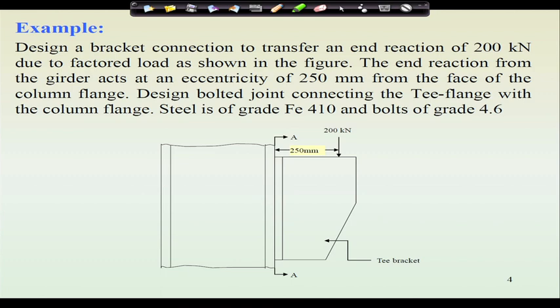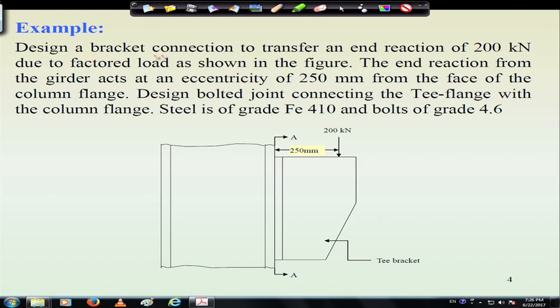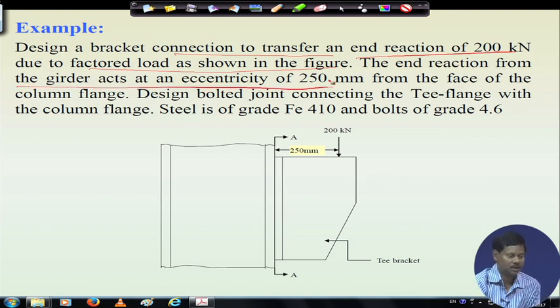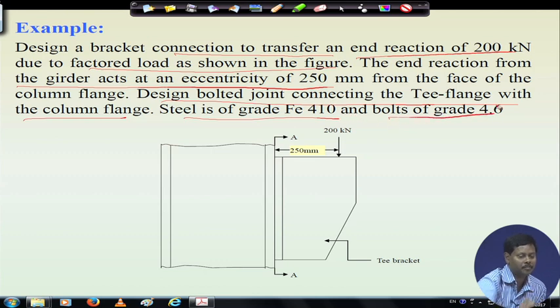So, in this example, it is given: design a bracket connection to transfer an end reaction of 200 kilonewton due to factored load as shown in the figure. In the figure, it is shown that the end reaction from the girder acts at an eccentricity of 250 mm from the face of the column flange. Now, you have to design the bolted joint connecting the T flange with the column flange. Steel is of grade 410 and bolt of grade 4.6.